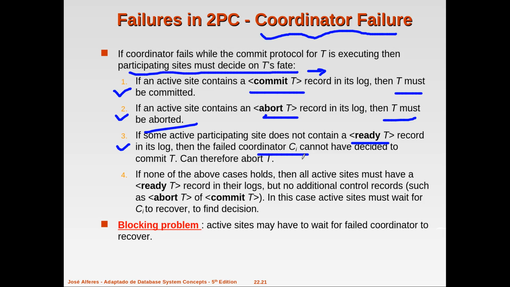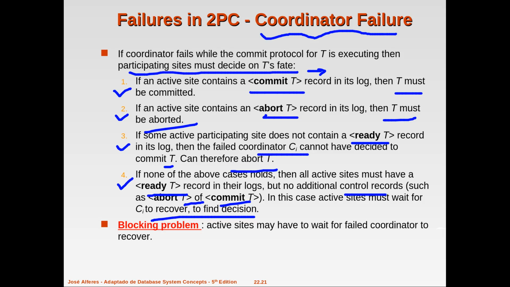So that means automatically the coordinator has not decided to commit the transaction, so the transaction must also be aborted. Now if none of the above cases holds, then all active sites must have a ready T record, but no additional control records such as abort or commit information are available. That means all the sites contain ready T. Now in this case it should wait for the recovery of the coordinator site to get the decision, because only the coordinator can say whether the transaction can be committed or aborted.